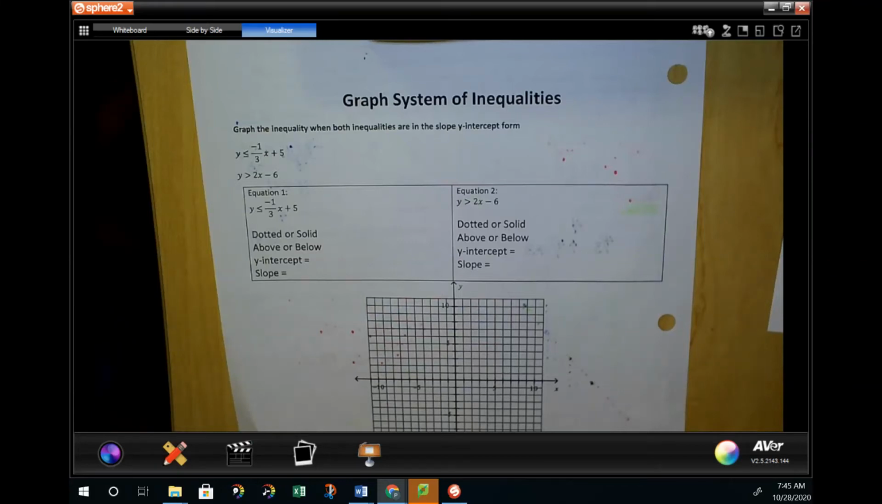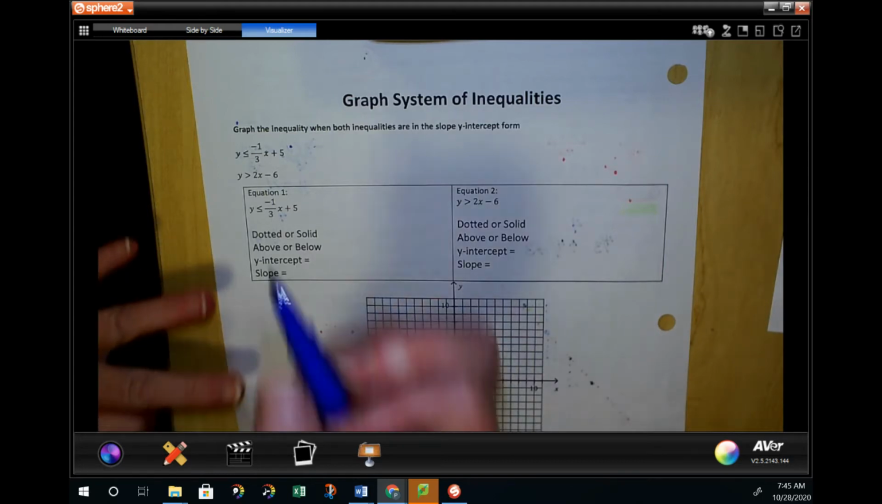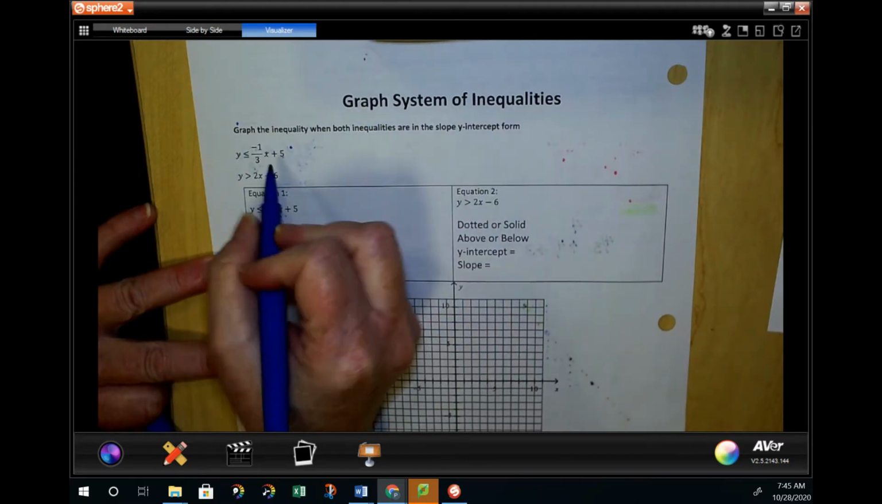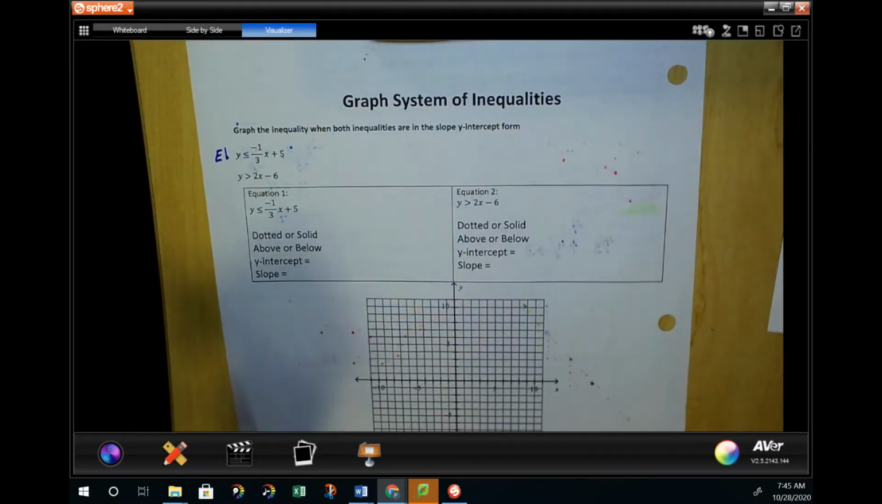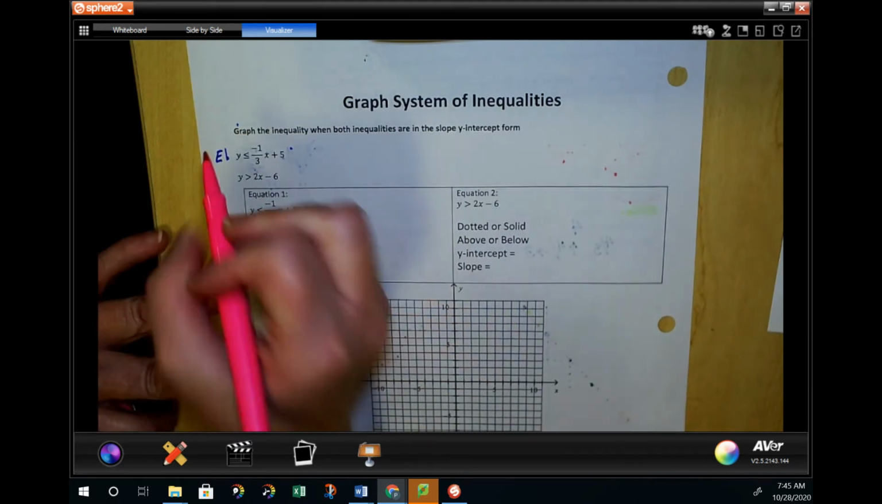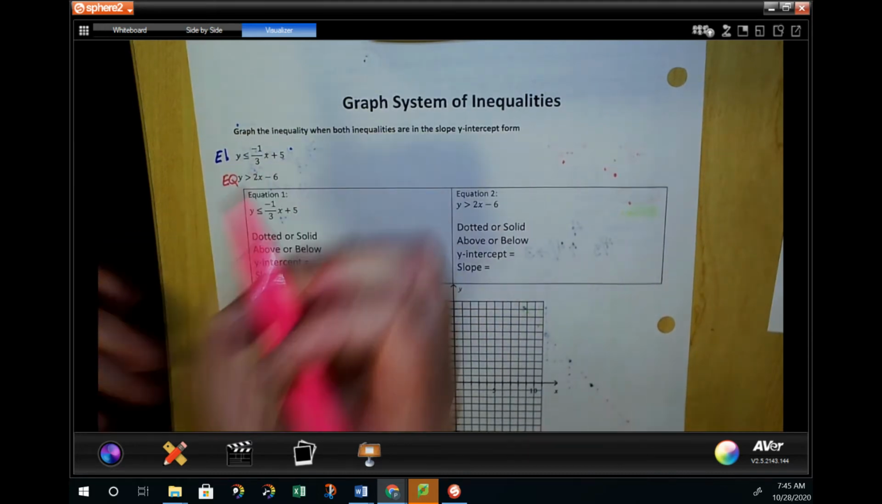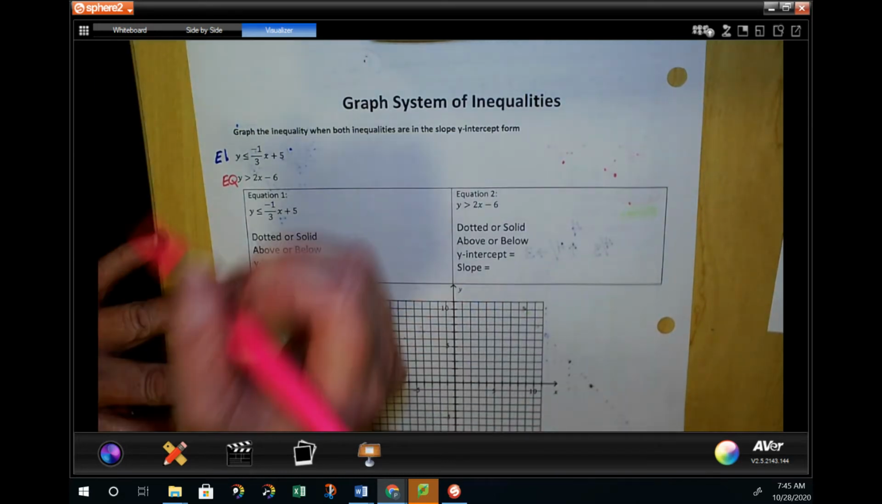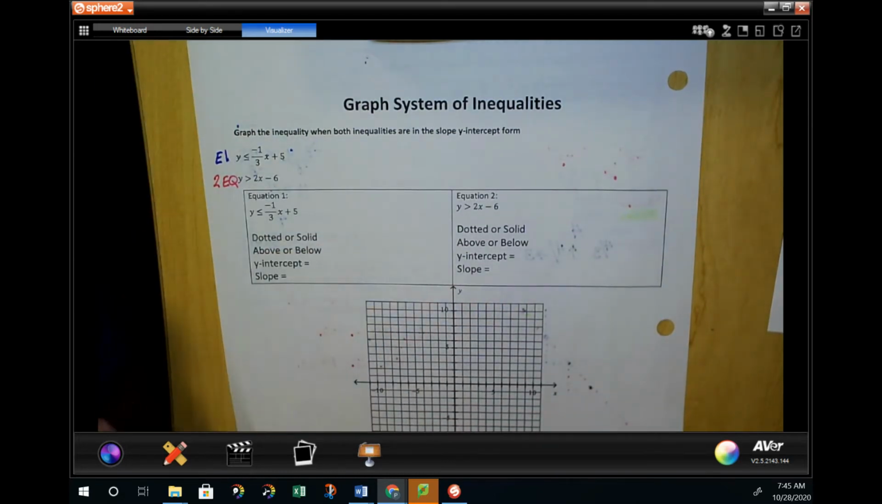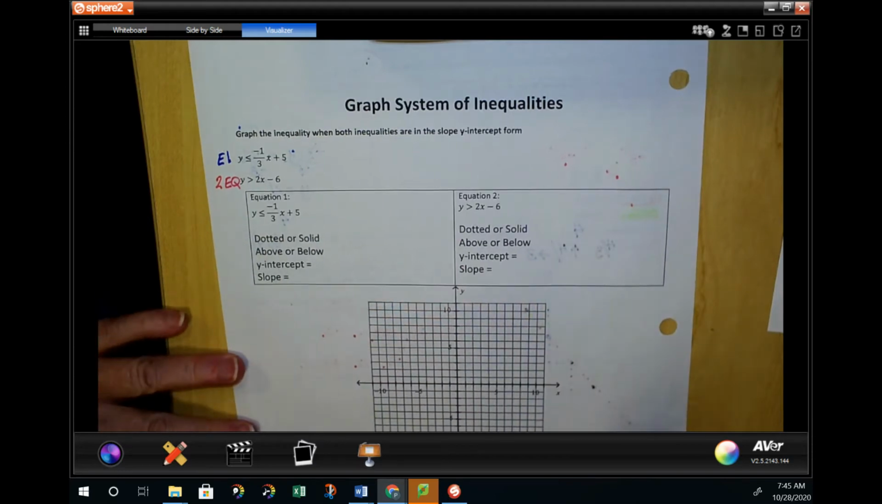All right, so these are notes for solving systems of inequalities. When you have a system of inequalities, you're going to have two equations, equation 1 and equation 2, or inequalities. Okay, so what happens is you're going to go through and graph.